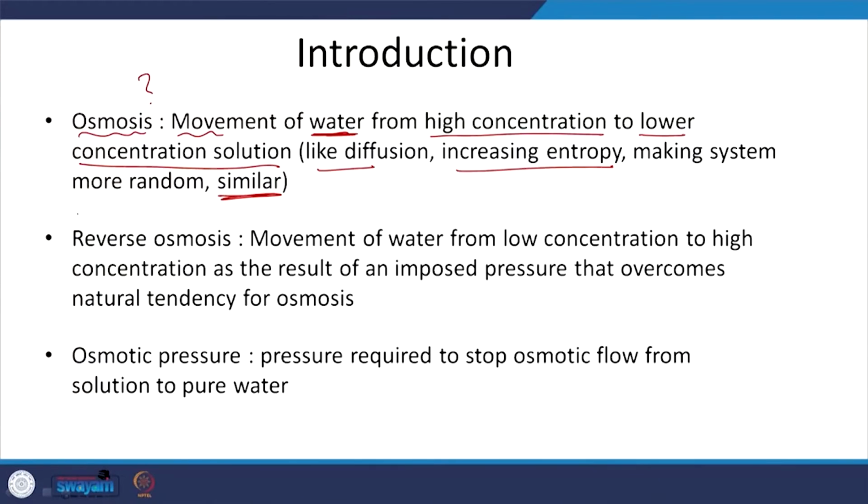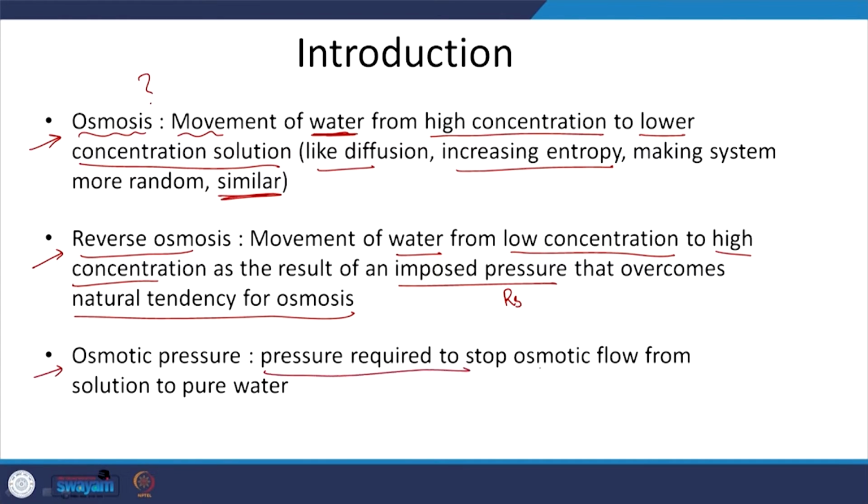So, reverse osmosis, this is what usually happens, but we obviously do not want that. We want reverse osmosis, right. We want movement of water from low concentration to high concentration, but this does not happen in nature, right. That is why we want to impose a pressure. This is what leads to the cost, right, and this has to be applied such that it overcomes the tendency for osmosis. And how can I understand that pressure? It is osmotic pressure, the pressure required to stop the osmotic flow from the solution to pure water, let us see.